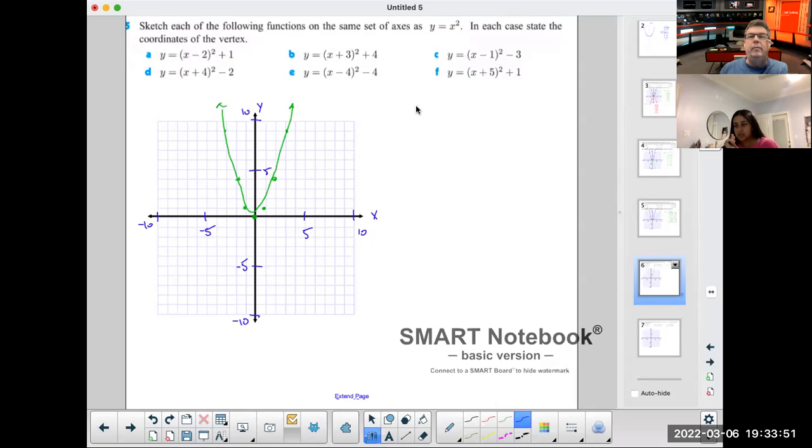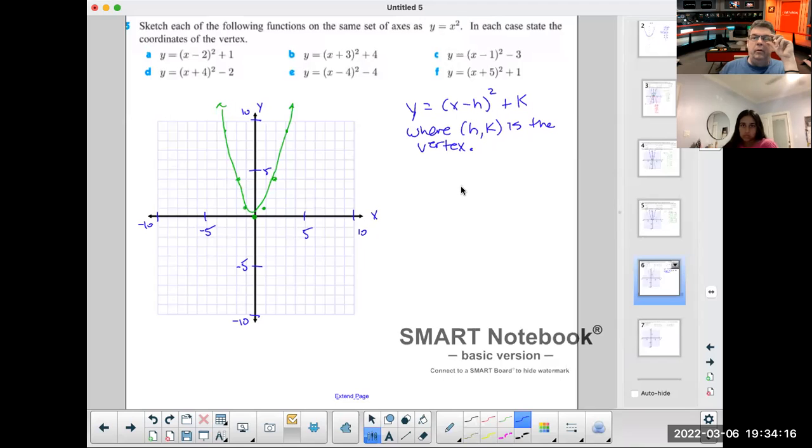Okay, but here's the dealio. This is called vertex form of a parabola, y equals (x minus h) squared plus k, where (h, k) is the vertex. Notice this is minus h, so that makes it a positive h in this case. In this case, yes, the h is the 2, right?